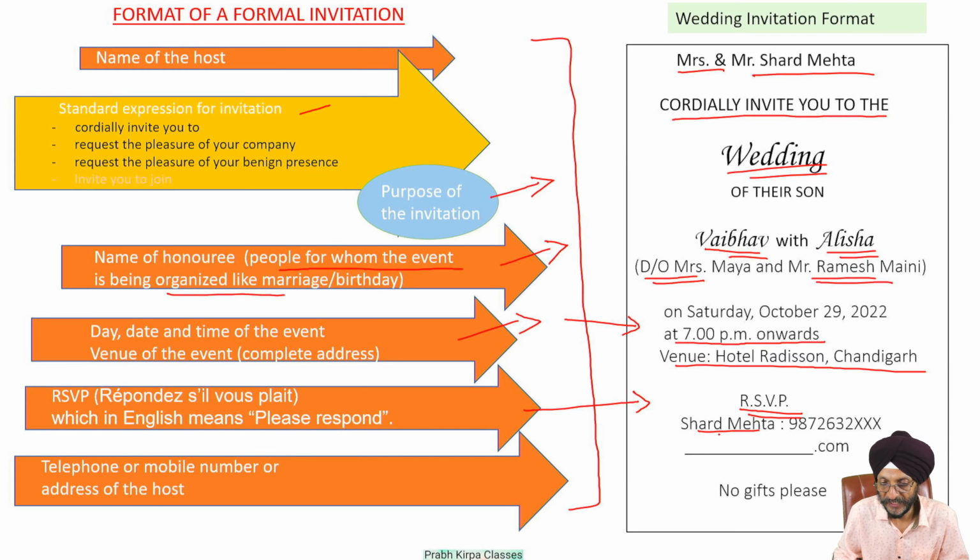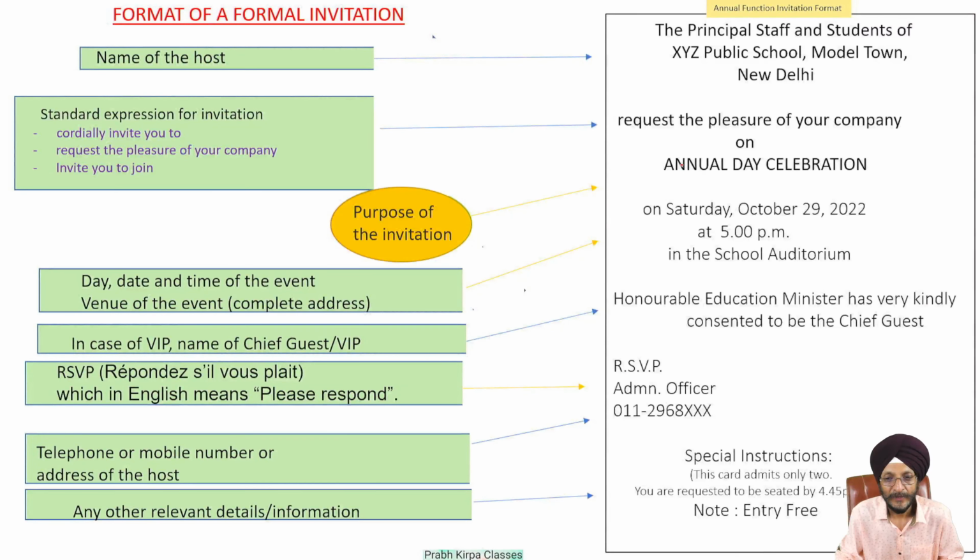After RSVP, the name of the host is given along with his mobile number or email address if you so desire. Then at the last, this is optional. Some persons may write on their wedding invitation card, no gifts please. This is optional. You may prefer to write it or not write it. It is your prerogative. Now we will see the annual function invitation format.